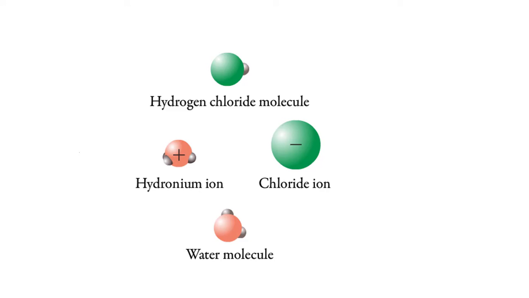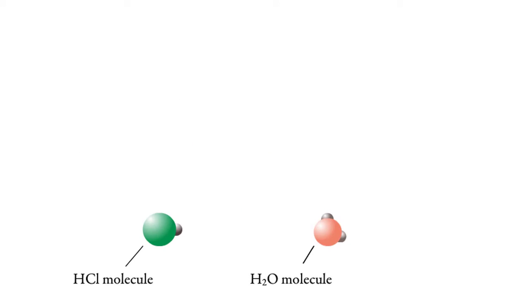Let's consider the changes that take place when hydrogen chloride, HCl, is added to water. You will need to recognize space-filling models of HCl molecules, hydronium ions, H3O+, chloride ions, Cl-, and water molecules, H2O. They are shown on the screen here. When HCl molecules dissolve in water, they react with water molecules to form hydronium ions and chloride ions. In this process, an H+ ion, often called a proton, is transferred from each HCl molecule to a water molecule.